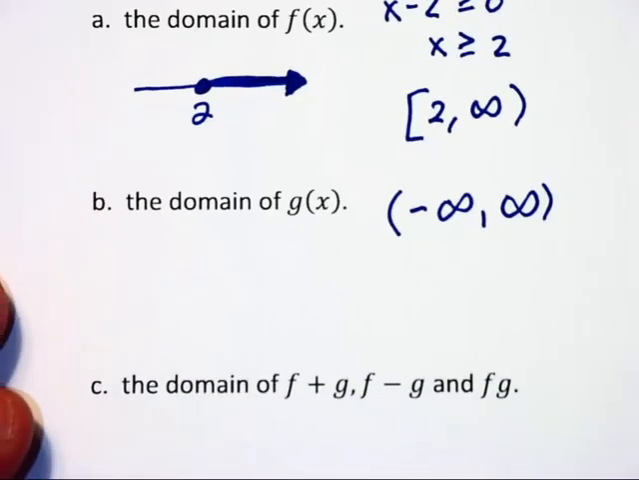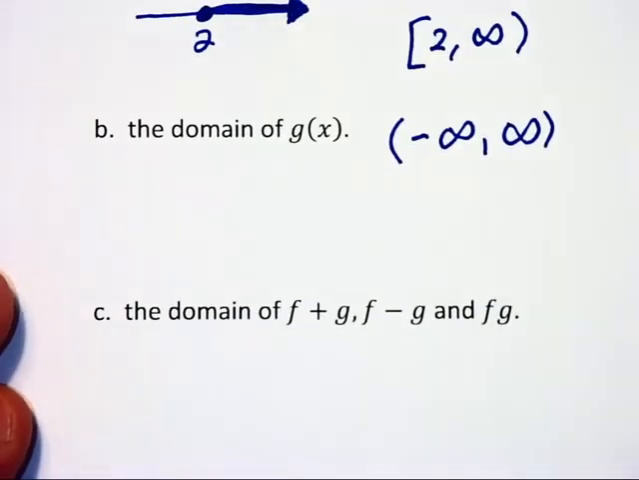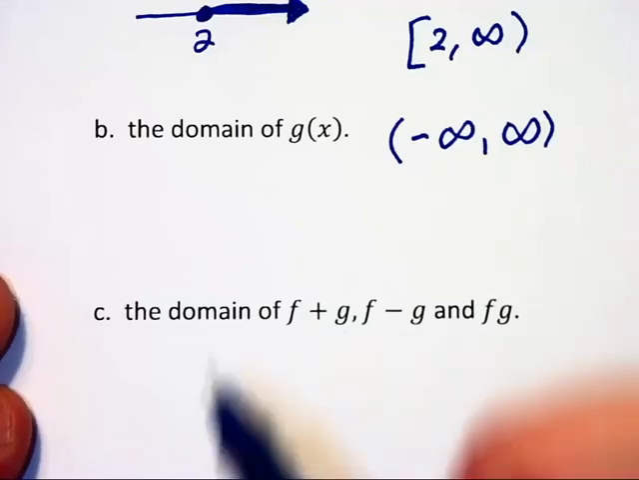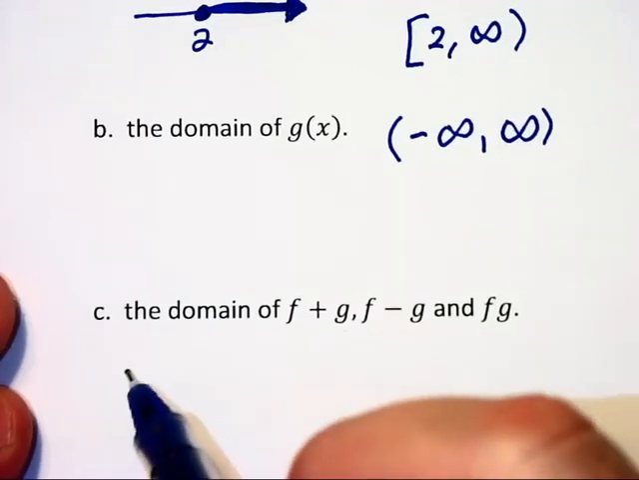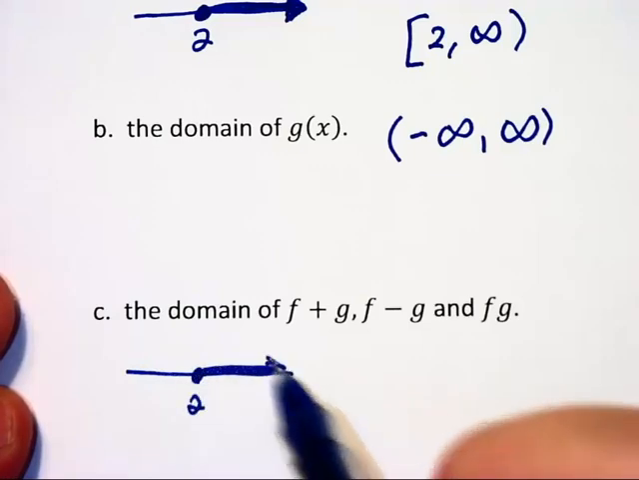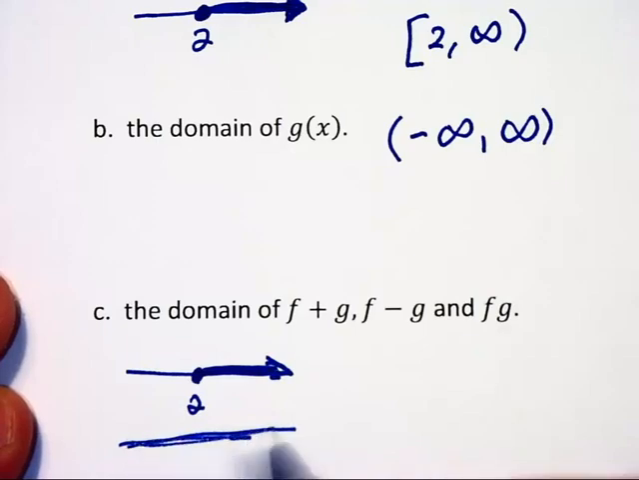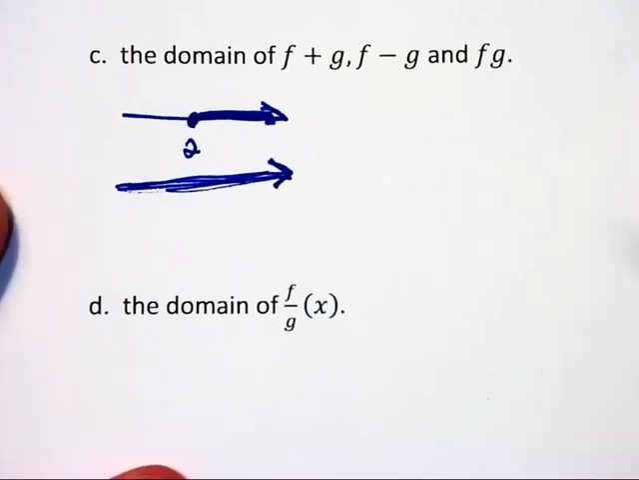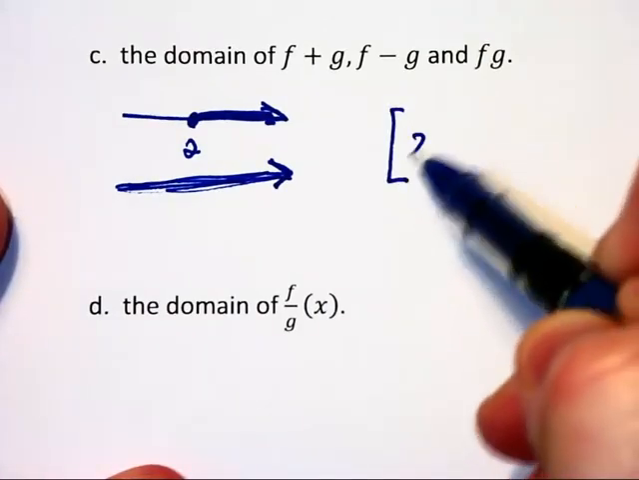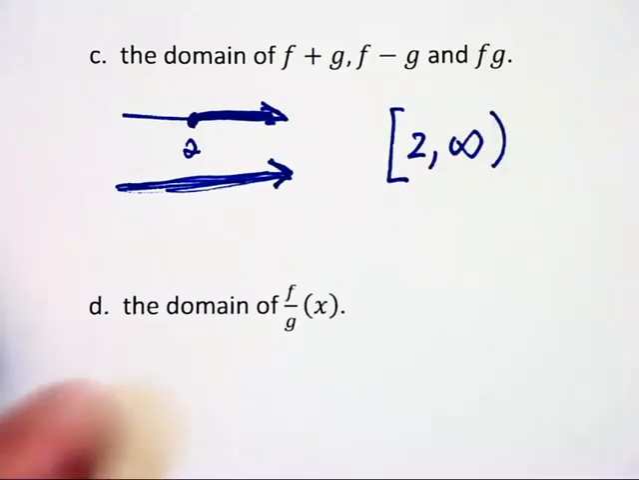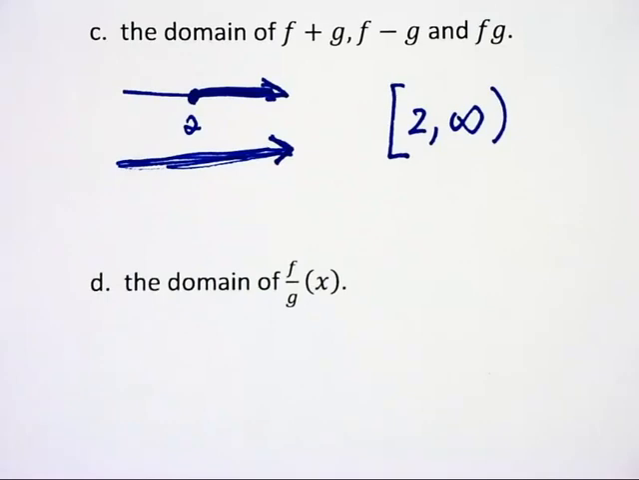Now in part C, they're asking us to find the domain of f plus g, f minus g, and f times g. Basically, they're asking us to look at this 2 and above, which was the domain of f, and this all real numbers, which was the domain of g, and find their intersection. Where do they overlap? And the answer is they overlap from 2 to infinity, inclusive of the 2. So that will be the domain of the sum, difference, and product.